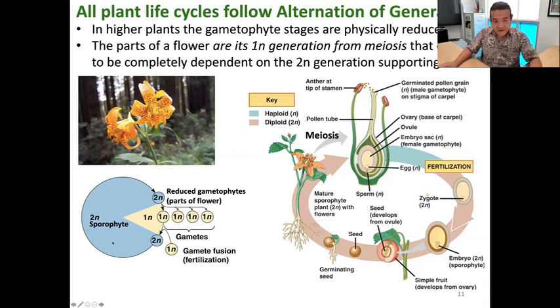So look on the circle here. Most of the life of the plant is spent in the 2N stage, but when it comes time to reproduce, it makes a flower, and the tissues in the flower are the gametophyte stage. They are 1N, and they make, through mitosis, 1N gametes.